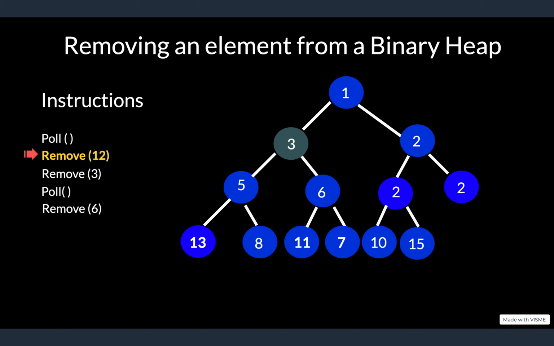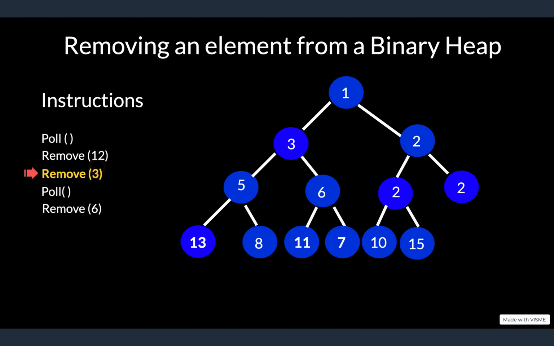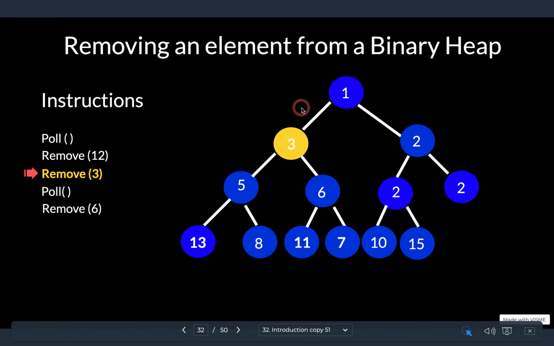So let's move to the next operation, which is to remove 3. Okay, so first we have to look for the position of 3 like this. Okay, so 3 isn't far away. This is just a two-step check. Okay, so now we can swap 3 with the last element like this. Okay, so now we can remove 3.